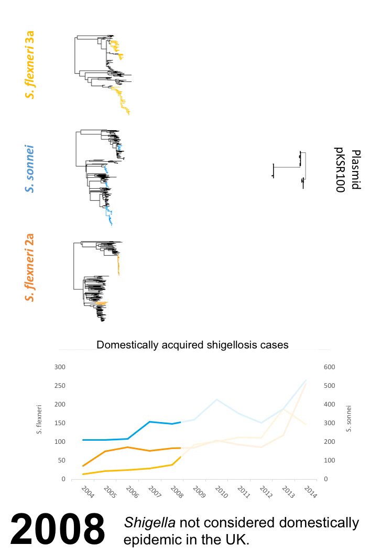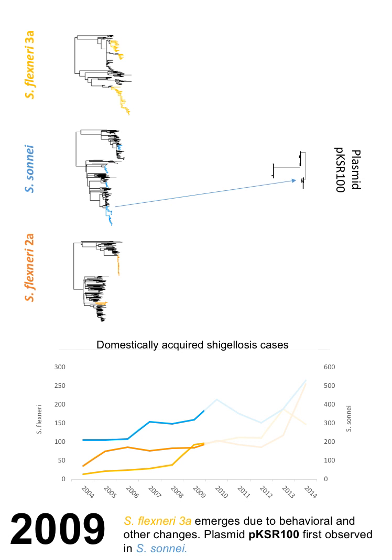We sampled from 2008 onward because this was when the 3 types of Shigella were not considered epidemic in England. In 2009, we started to see a rise in the yellow type of Shigella, Shigella flexneri 3a. We think this was attributable to behavioural change in the community, as well as maybe other factors that we don't know about yet. This was also the year that we first observed the plasmid in the blue type of Shigella, Shigella sonnei.